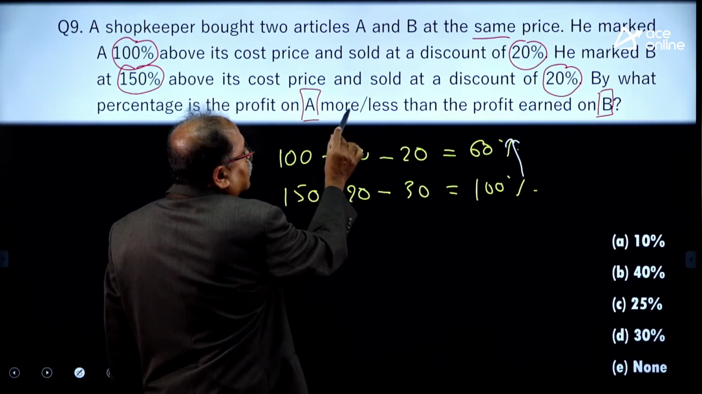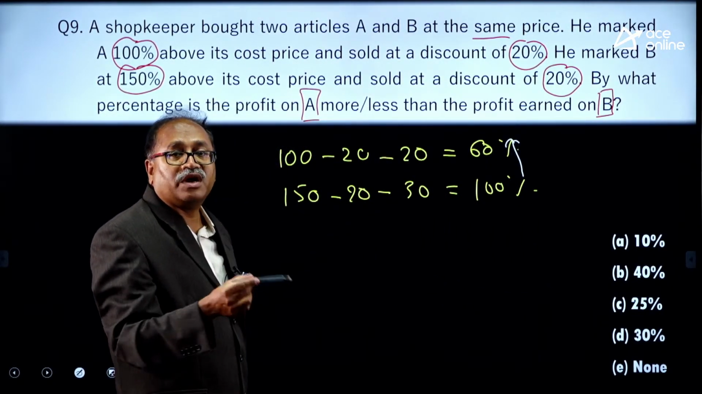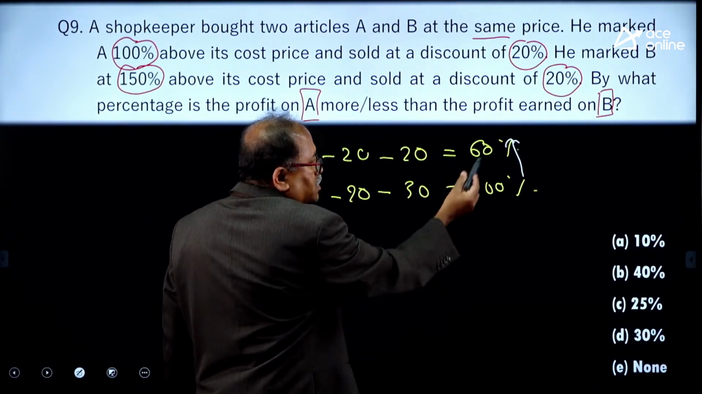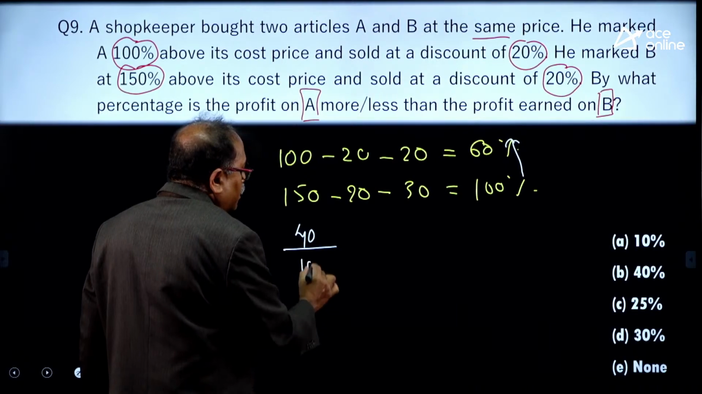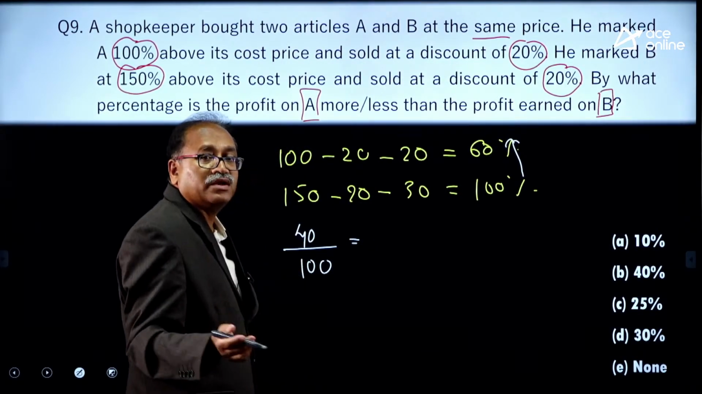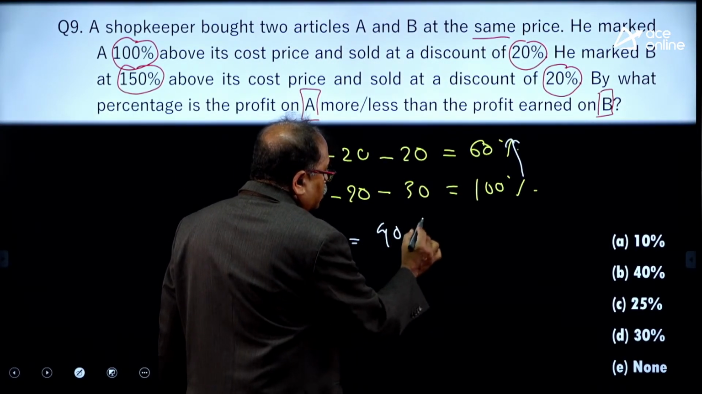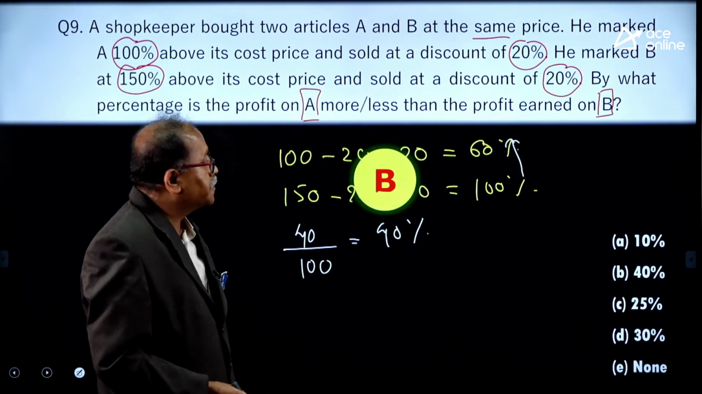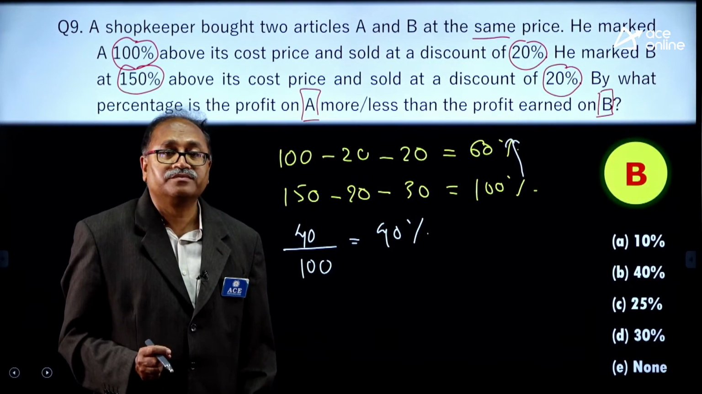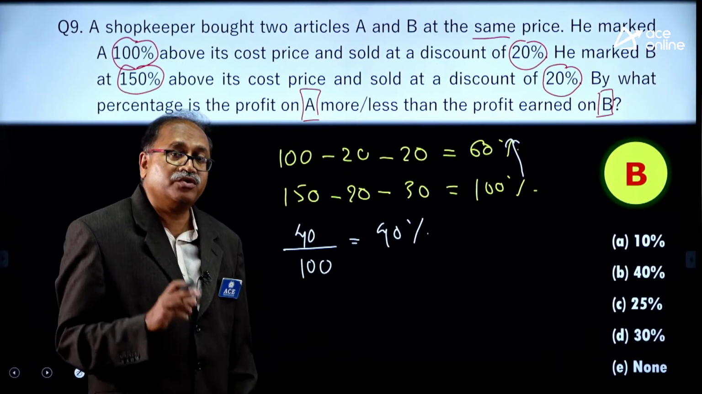A is less or more than B by what percentage? So, A is less by 40 over 100. 40 over 100, anything over 100 itself is a percentage. So, therefore, 40%, your option choice is B. Well done. The next question on the board is this.